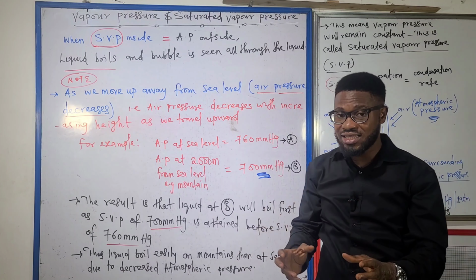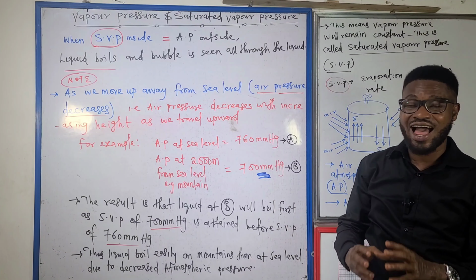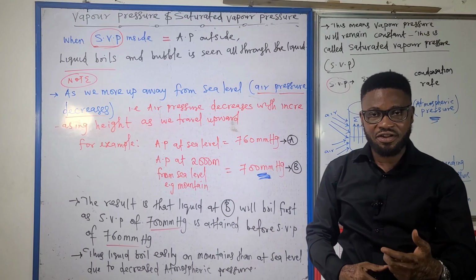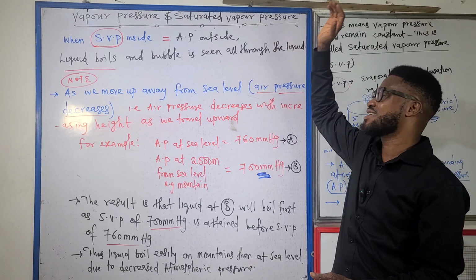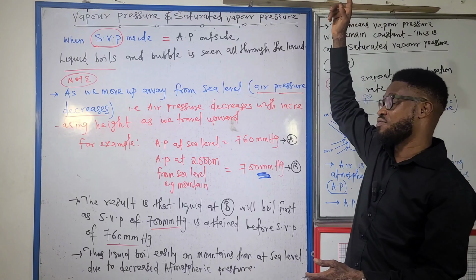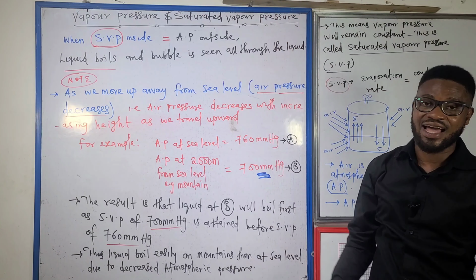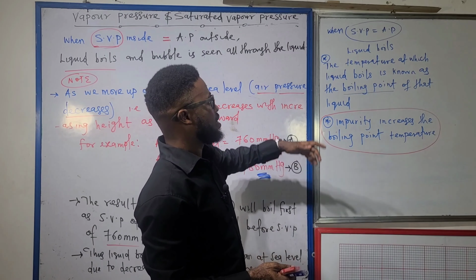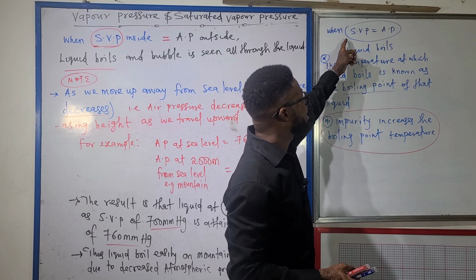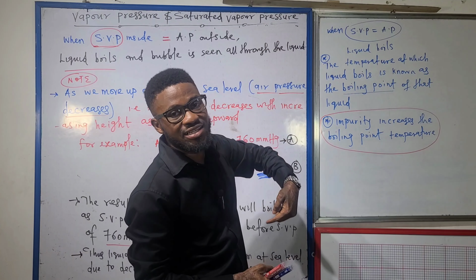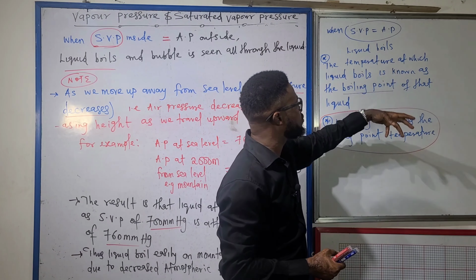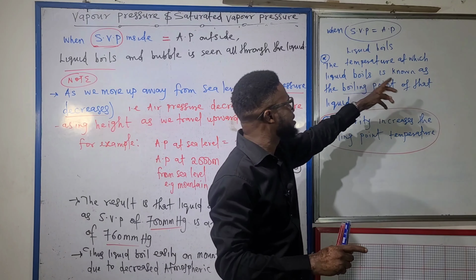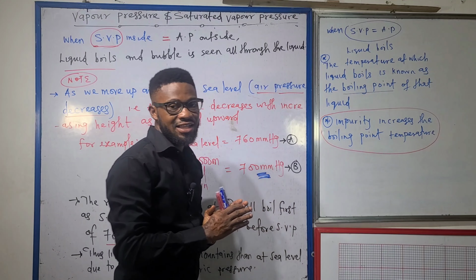If I start boiling the same quantity of liquid at the same time, the one on the mountain top is going to boil first. Why? It is very easy for me to attain the decreased atmospheric pressure or saturated vapor pressure up there than at sea level. Lastly, let's not forget that we had said that when the saturated vapor pressure inside the containing vessel equals the atmospheric pressure, liquid boils. Now, the temperature at which a liquid boils is known as the boiling point of that liquid.